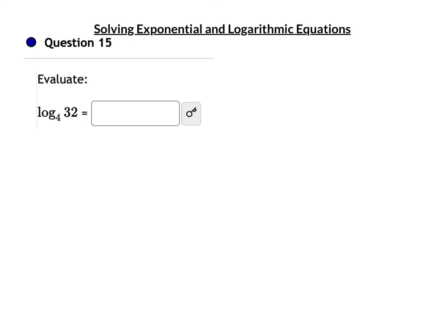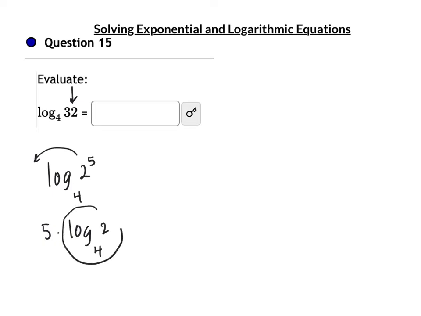We could use the change base rule to solve this, but I think we can solve it without the change base rule. I'll show it both ways. I'm going to try to write 32 as a power of something that I can work with a base of 4. And what I'm thinking right now is that I could write this as the log base 4 of 2 to the 5th. Then I can bring that down. That would be 5 times the log base 4 of 2.